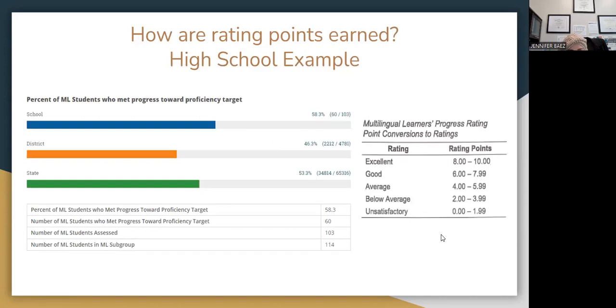Here's a high school example. As you can see, this school has 114 total students, but 103 count towards accountability. 60 out of those 103 met their progress toward proficiency. That gave the school a 58.3 passing rate. That also puts them at an average growth. So they got 5.8 points towards their whole report card accountability.